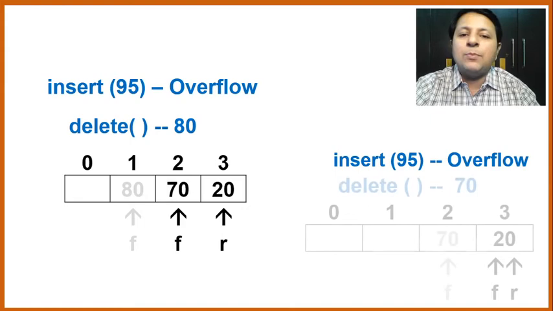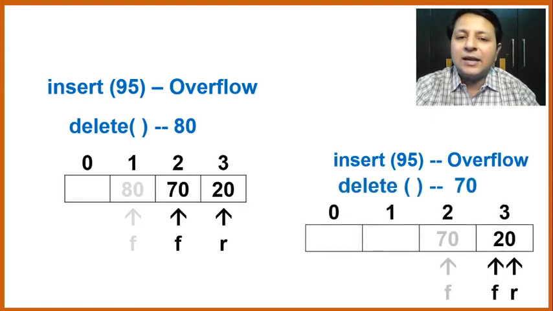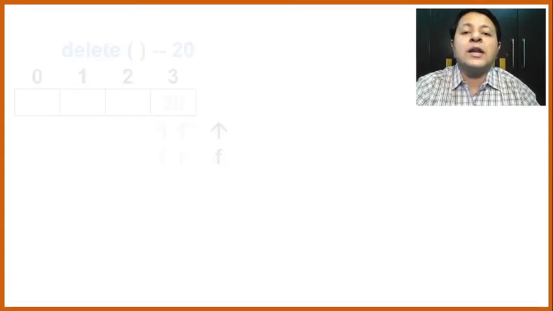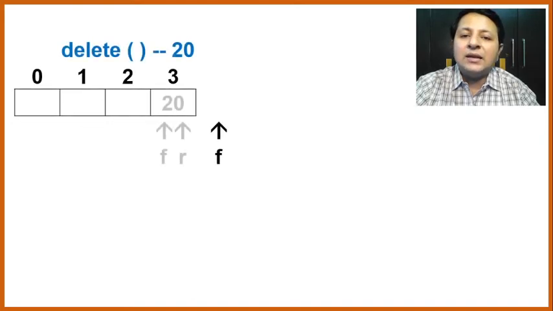Okay, so maybe we keep on deleting till, let's say, the queue becomes empty. So I delete again, 70 comes out, my F goes from 2 to 3. Still, we'll go further and try to delete. So I delete again, 20 comes out, and as per the rule of delete, my F will be incremented. So F will go from 3 to 4. But you can see your R is still at 3, that is still at max -1.